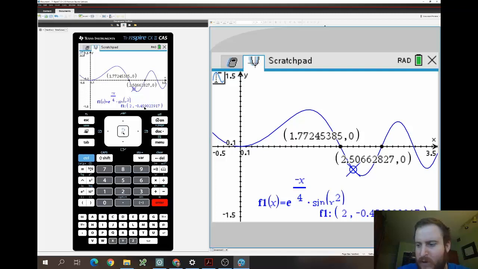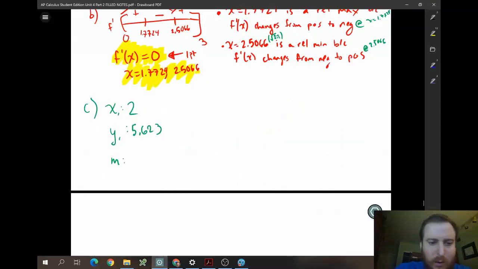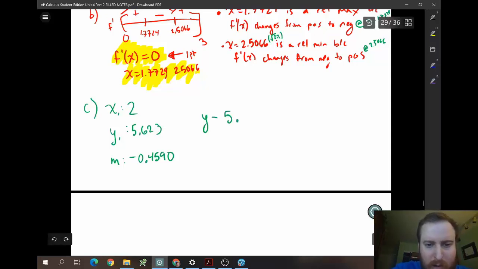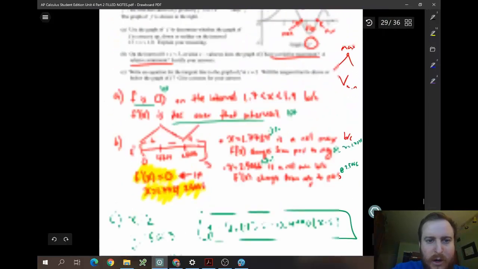So negative 0.4590. Do put that 0 in, okay? Don't just drop off the 0. You want 4 decimal places. So negative 0.4590. Right? The 0 tells us that it keeps going. That it wasn't just 0.459, that it was 0 and then kept going. So y minus 5.623 equals negative 0.4590 times x minus 2. So there's the equation of our tangent line.